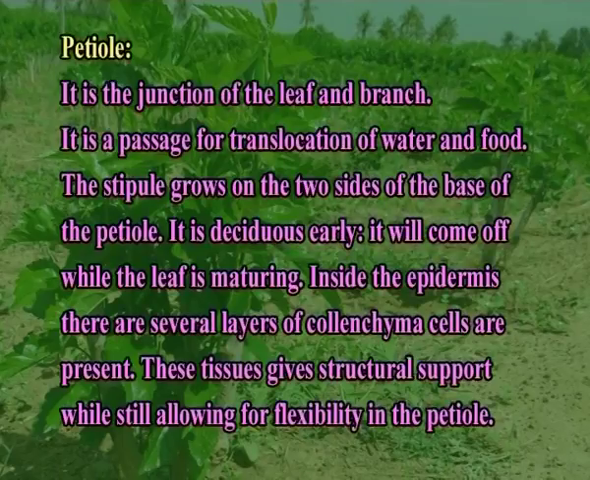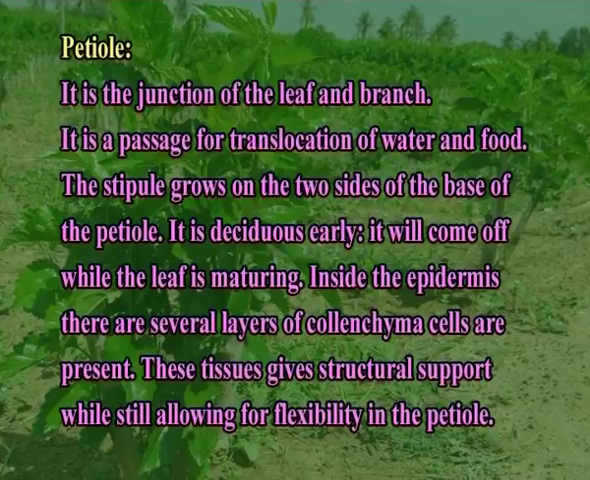Petiole. It is the junction of the leaf and branch. It is a passage for translocation of water and food. The stipule grows on the two sides of the base of the petiole. It is deciduous early. It will come off while the leaf is maturing.